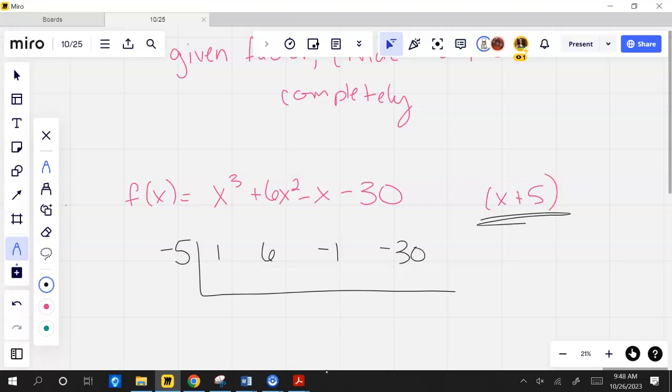And let's go through the process. Drop the first one. 1. Multiply and add. And keep going. If you don't get 0, you have done something wrong here because it told me it was a factor.